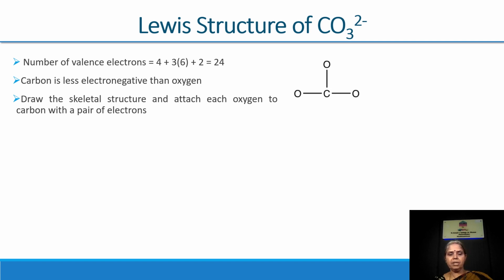You can see carbon here at the center. See, carbon is at the center and 3 oxygens are connected to it through single bonds. Why oxygens in the periphery? Because they are more electronegative. Why carbon in the center? Because it is less electronegative.